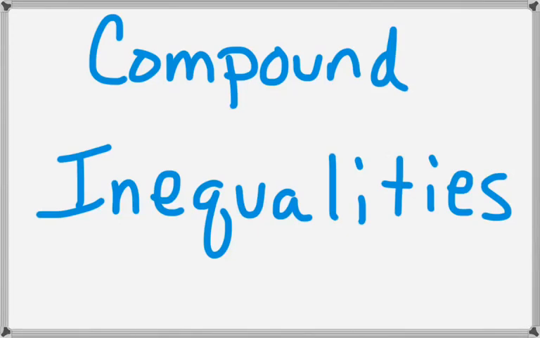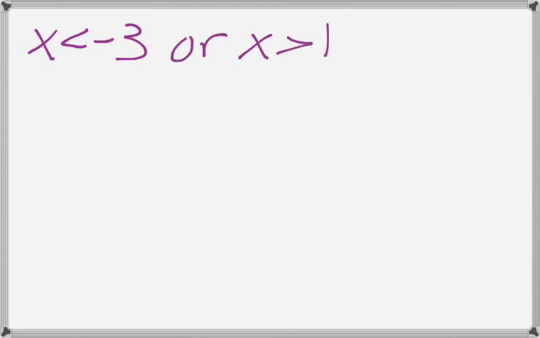In this video, we're going to discuss compound inequalities. A compound inequality is just a statement that's made up of two simple inequalities joined by the word and or the word or. So for example, this is a compound inequality. The statement x is less than -3 or x is greater than 1. We're joining two simple inequalities with the word or.